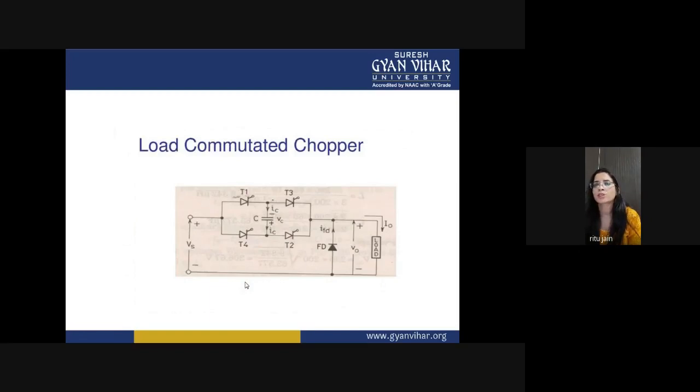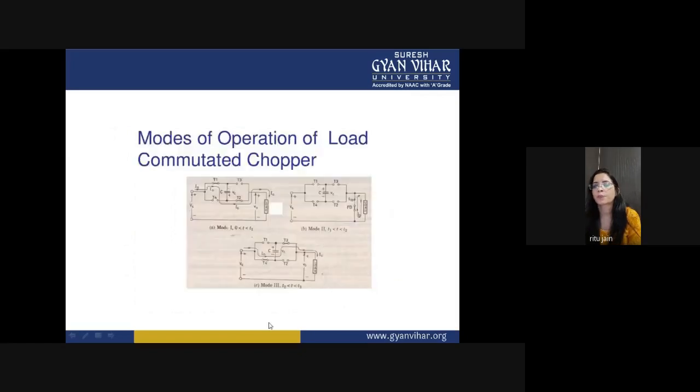Now, next is your load commutated chopper. This is the diagram of your load commutated chopper, where you are using 4 SCRs, 1 capacitor and 1 freewheeling diode, which is a very simple circuit. These work in only 3 modes: mode 1, mode 2, and mode 3. From 0 to T1, in mode 1, you can see that thyristors T4 and T3 remain off, and T1 and T2 conduct. So the load current will flow through this path.